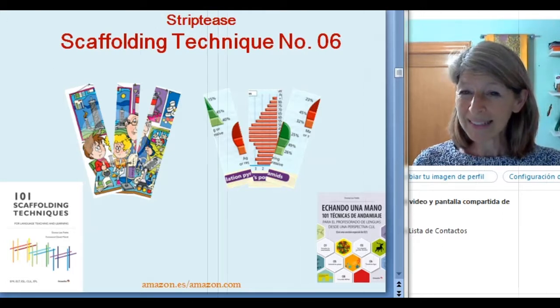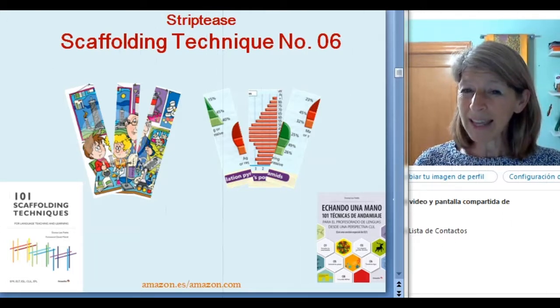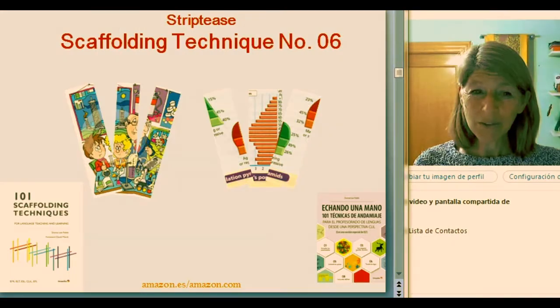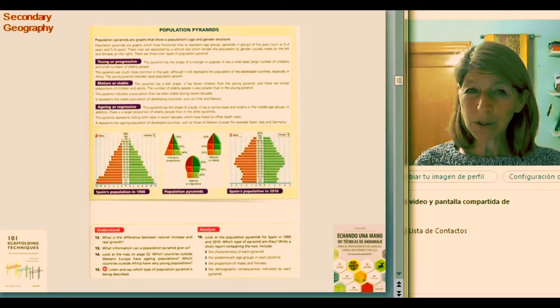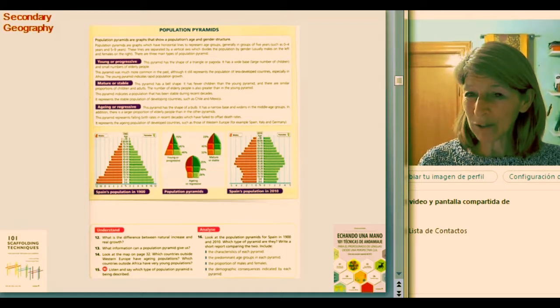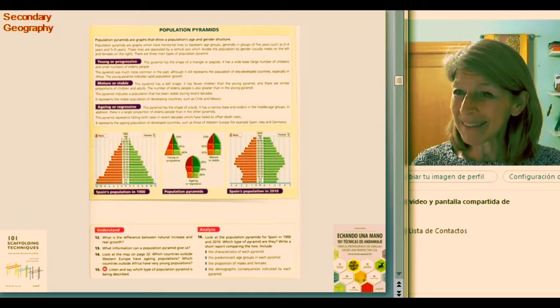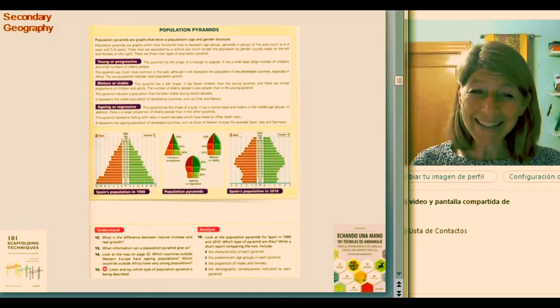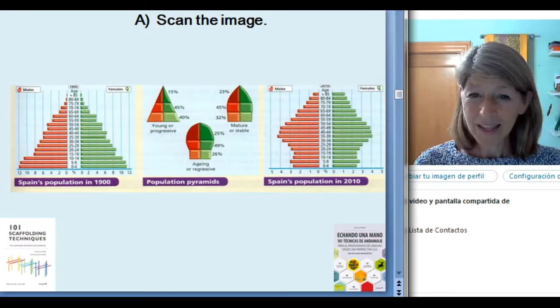I'm going to show you how this technique can work in both a primary and a secondary classroom. So the first one is, for instance, if we're in a secondary geography class, this is a typical page you might see in a textbook, and you need to teach the population pyramid. How can we make this interesting? Well, we can. It's easy and it's fun.